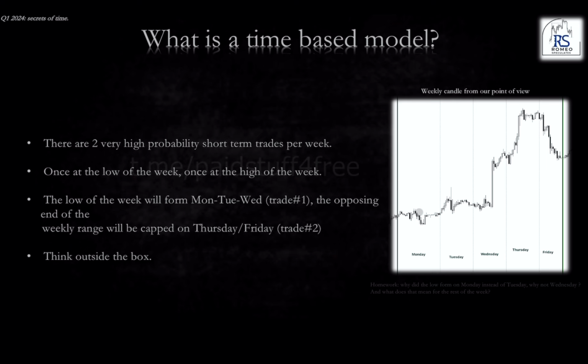Why? That's your homework. Think, when does the high of the week form on Monday instead of Wednesday or Tuesday, for example? But to encapsulate the weekly candle, you can be sure that the low of the week is going to be made on Monday, Tuesday, or Wednesday, and the range will be capped on Thursday or Friday. And another thing, the same candle, for example, let's take Wednesday. Wednesday cannot form the high and the low of the week.